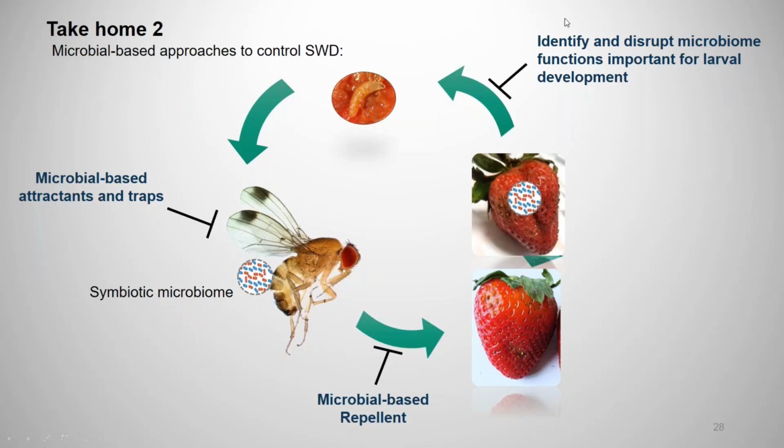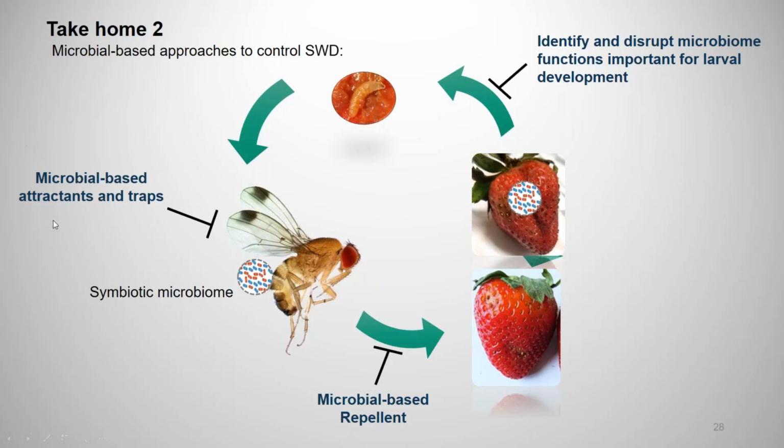So we are now using some of the omics techniques, transcriptomics and metabolomics, to identify how the microbiome enables SWD larvae to develop in the fruit, particularly strawberries. By doing so, we can develop some approach to disrupt those molecular targets, such as genes and proteins that are coming from the microbiome.